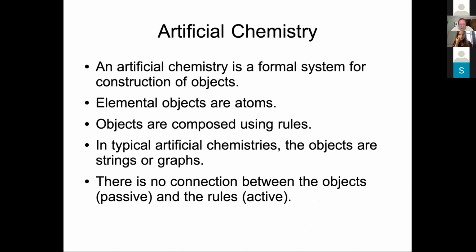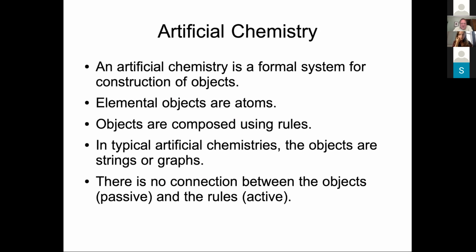So in order to do this experiment, broadly speaking, I do artificial chemistry. This is a review of artificial chemistry, in general. I do a very specific kind, which I'm going to talk about in a second. But an artificial chemistry is a formal system for construction of objects. That's all it is. We can call the elemental objects atoms. The objects are composed using rules. In typical artificial chemistries, the objects can be strings or graphs. But significantly, there's no connection between the objects and the rules. The rules are sort of an immutable part of the universe or the physics, and the objects are constructed according to this fixed set of rules.